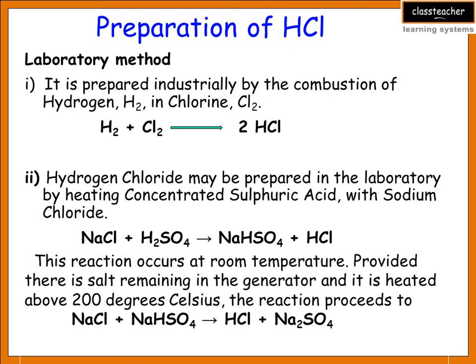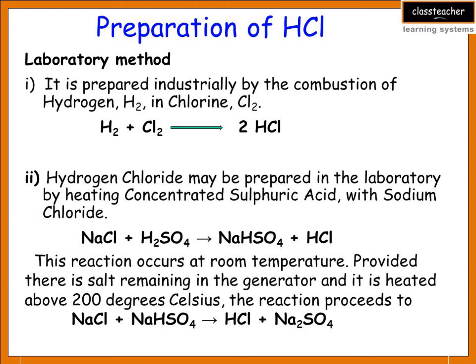Next, this hydrogen chloride may be prepared in the laboratory by heating concentrated sulfuric acid with sodium chloride. So NaCl, sodium chloride, and H2SO4, sulfuric acid. When NaCl and H2SO4 react, we get NaHSO4 plus HCl. So HCl, the hydrochloric acid, we are getting.